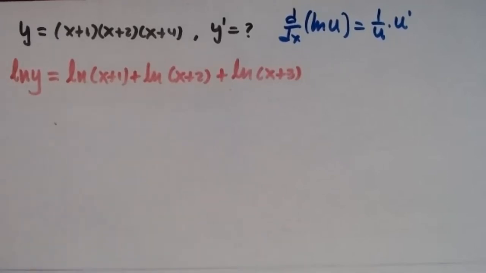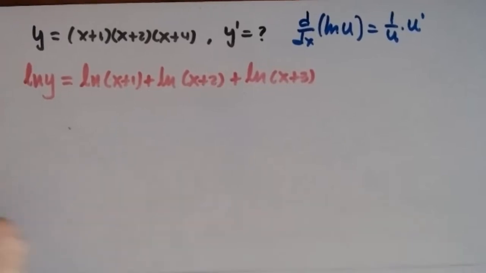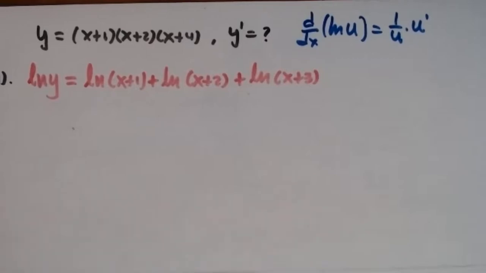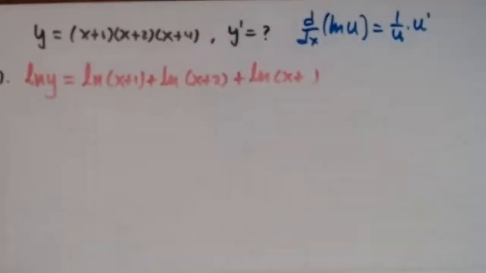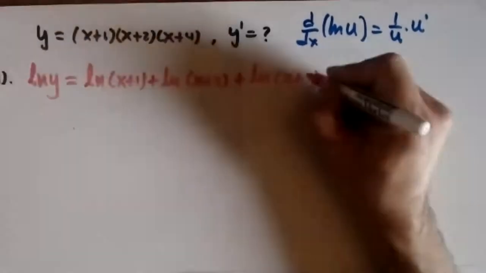Now I'm going to take the derivative both sides. This is step 1. Remember, this is step number 1. Wouldn't it be x plus 4? Yes, x plus 4. Yeah, thank you. I copied it the wrong way.